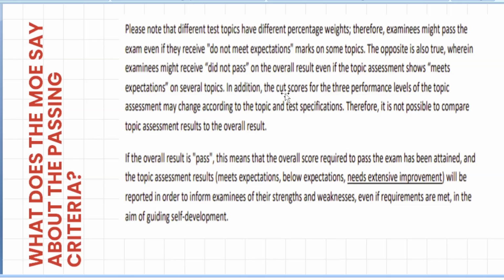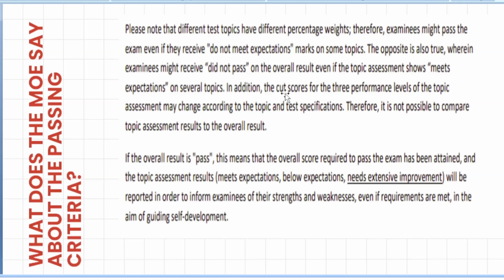First thing, if the passing score is 60 overall, the ministry can apply the cutoff score. They can make a low cut and high cut, right? So for example, for the low cut, they can change it from 60% to 50% overall passing.